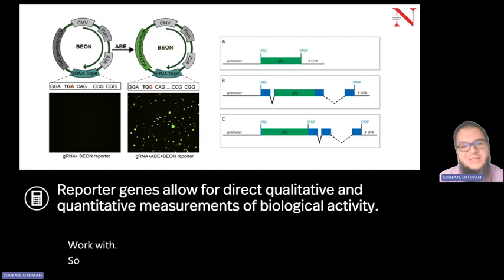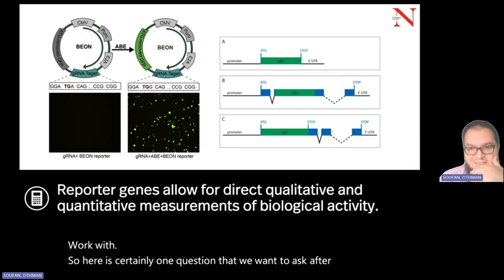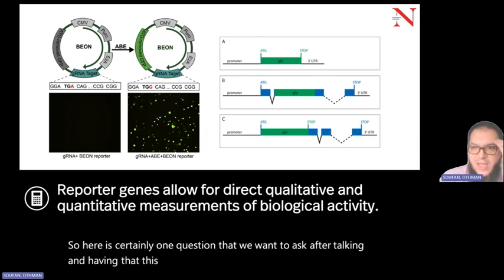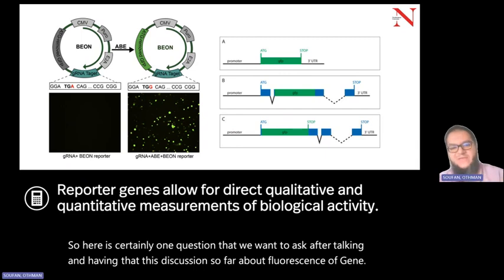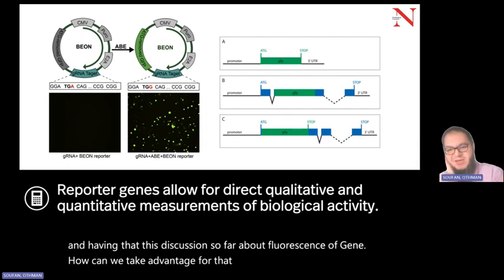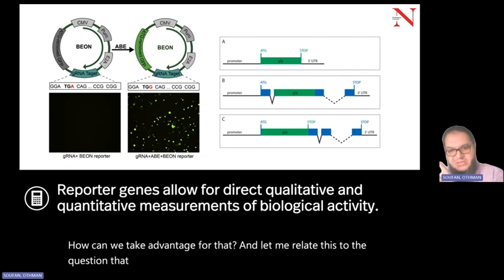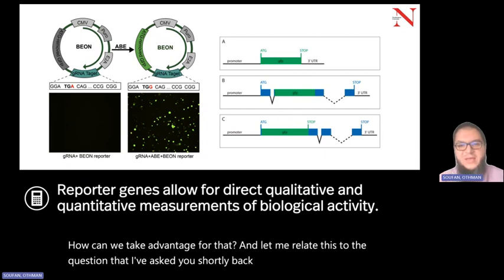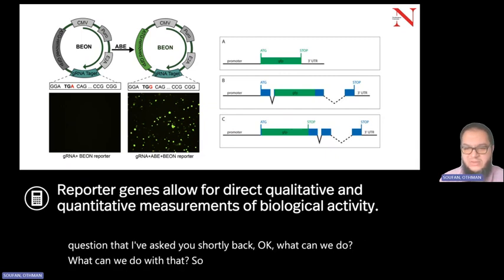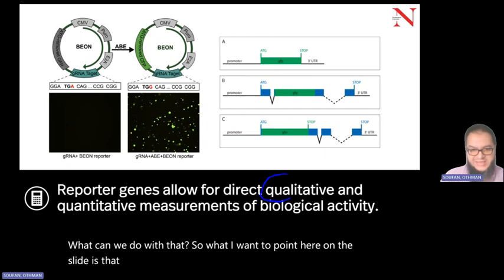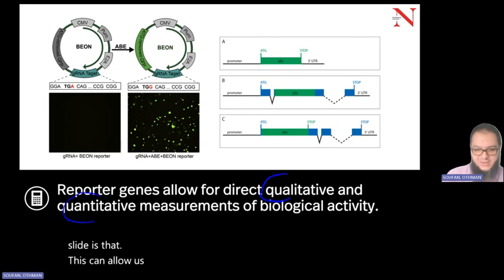So here is certainly one question that we want to ask after having this discussion so far about fluorescence of gene. How can we take advantage of that? And let me relate this to the question that I asked you shortly back. What can we do? What can we do with that? So what I want to point out here on the slide is that this can allow us direct qualitative and quantitative measures of certain biological activities.